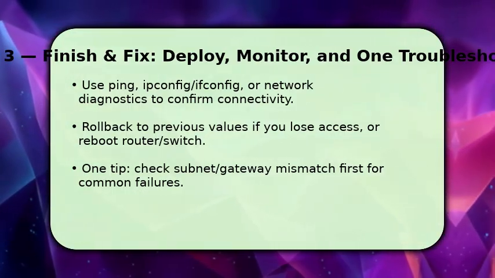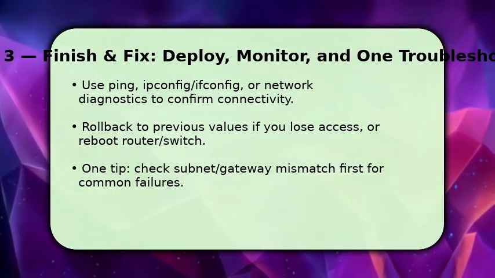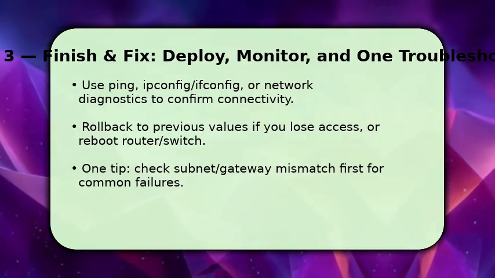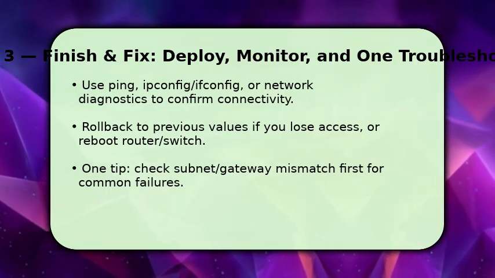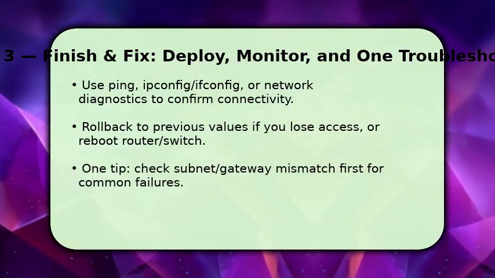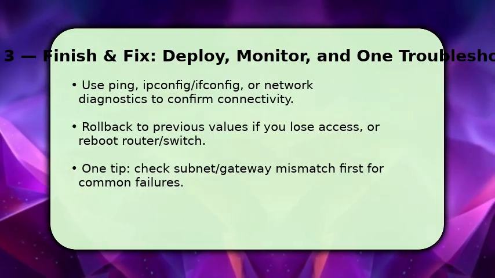If something fails, make sure to roll back to your recorded original settings or reconnect via console access. Do this immediately to avoid extended downtime. If rollback is not possible, restart the device and the upstream switch or router. Once done, recheck the subnet and gateway for mismatches, since those are the most common causes of loss of access.